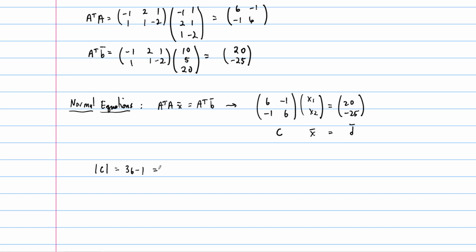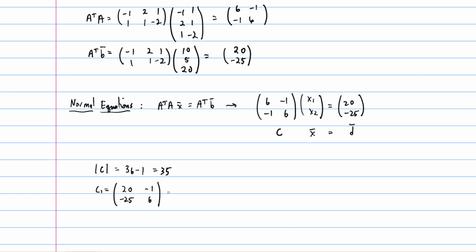So 36 minus 1 is 35. And then we need to build, in Cramer's rule, the other matrices. The matrix C1 is going to be the matrix that we obtain by replacing the first column of C by the column vector D, which is the right-hand side. It's A transpose B. I just called that D. So this one will be 20, -25 over here, and then -1, 6 here. And we just carefully work out the determinant of this.